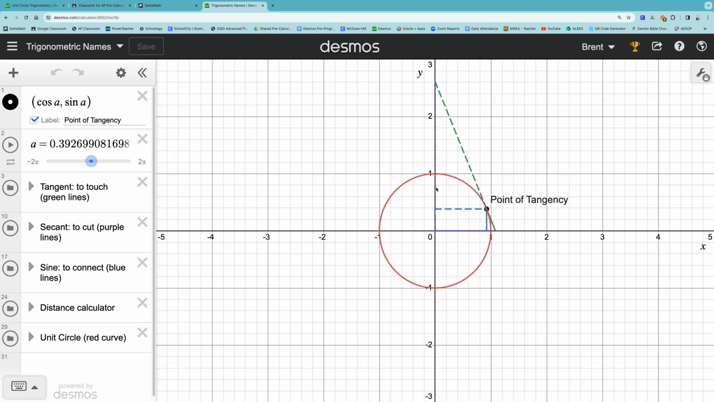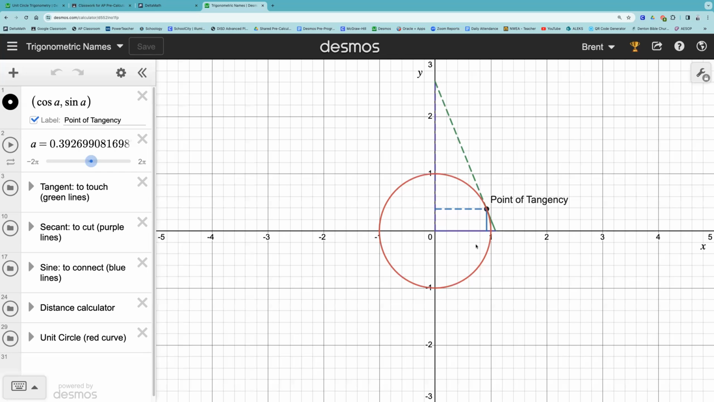Well, what if we went this way? What do you think they called that one? If this is a secant to the x-axis connection, what do you think they call it if they connect at the y-axis? Cosecant. That's what the cosecant is.